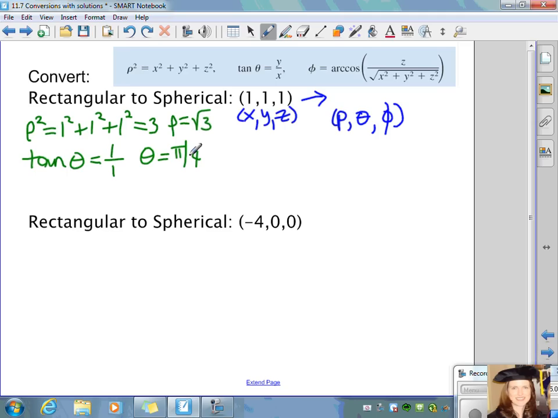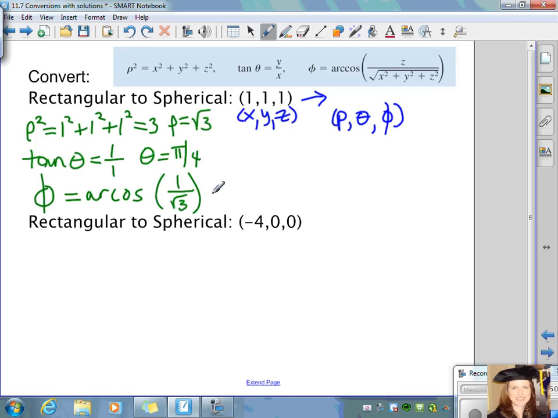And then finally, our angle phi. Our angle phi can be found using this last conversion equation, where phi is equal to the arc cosine of this fraction. Z is in the numerator. We're going to have 1 in the numerator, and in the denominator, it's the square root of x squared plus y squared plus z squared. Now, we've already calculated x squared plus y squared plus z squared. That's our rho squared, which is 3, so rho is the square root of 3, and that ends up being the same thing in the denominator.